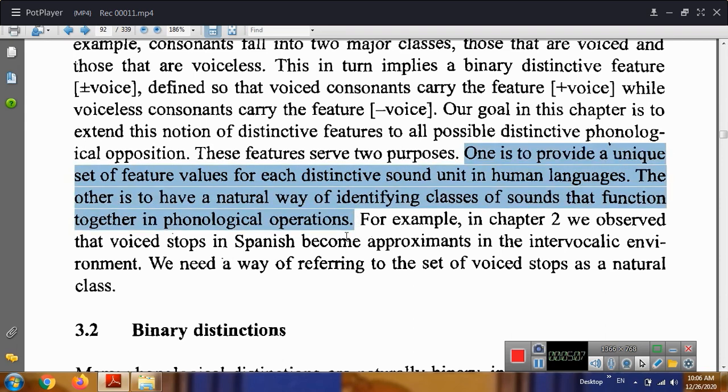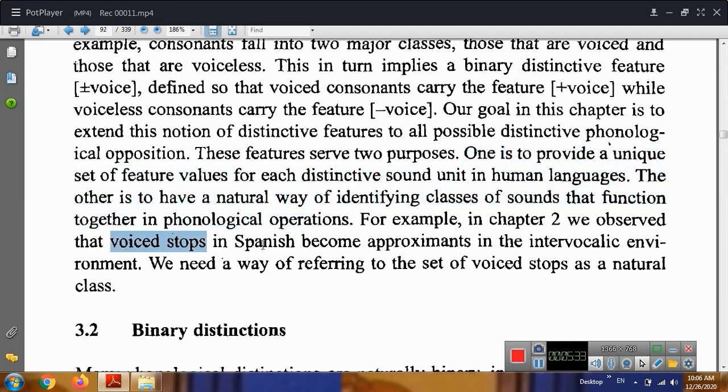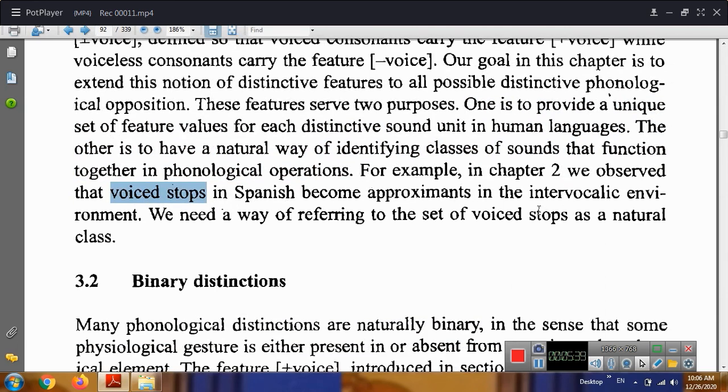Here we mentioned two goals of distinctive features. One is to provide a unique set of feature values for each distinctive sound unit in human languages. The other is to have a natural way of identifying classes of sounds that function together in phonological operations. For example, in chapter 2, we observed that voiced stops in Spanish became approximants in the intervocalic environment. We need a way of referring to the set of voiced stops as a natural class.